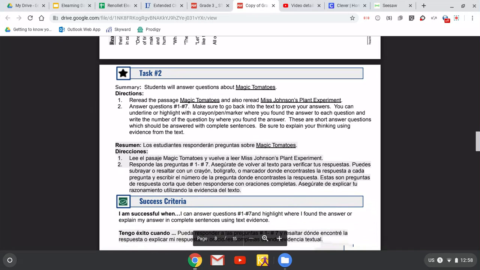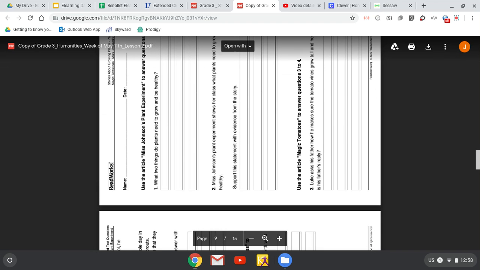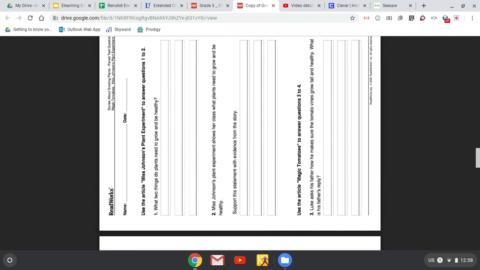And then we're really focused on task number 2 today. It says answer questions number 1 through 7. Make sure to go back into the text to prove your answers. Today is all about text evidence as you answer questions 1 through 7. And it looks like this. This is sort of like find the evidence. You can use a color if you want to go back and highlight your answer and then write it on the lines.